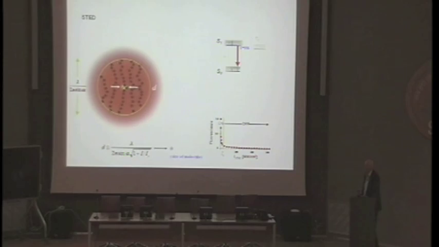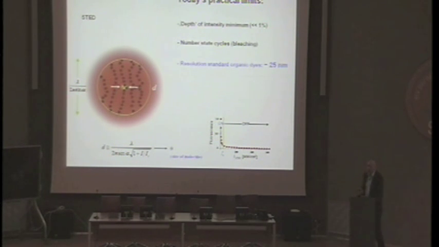So then the question is, okay, if the molecule is the limit, what is the practical limit right now? Well, practical limits are, of course, you have to keep the minimum here down to very small numbers, so 1% at least. Otherwise, you will also shut off the molecule, and you cannot separate the two. The number of state cycles, so how many on-offs you can do, is also very critical, because once you turn the molecule off, of course, you want to turn on this one. But if it's not possible to turn it on, so if it's bleached down, you cannot get the signal. And so the number of on-off cycles is critical. And so with organic dyes, say, using a good STED microscope, you should anticipate 25 nanometers of spatial resolution.